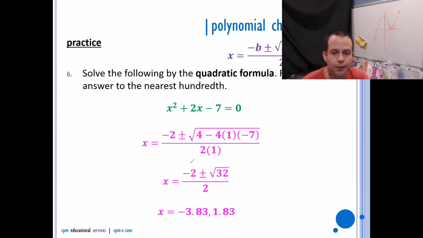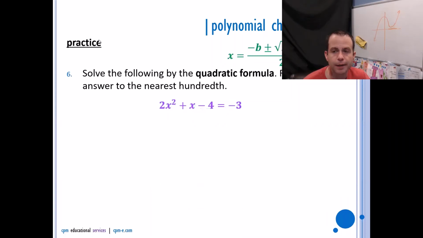Either you have to put all of this in a set of brackets before you divide by 2, or you're going to have to hit enter on your calculator and then go divide by 2. Okay, so if you're not getting my answers right now, that might have been the problem that you're having. Okay, all right, let's try another one.